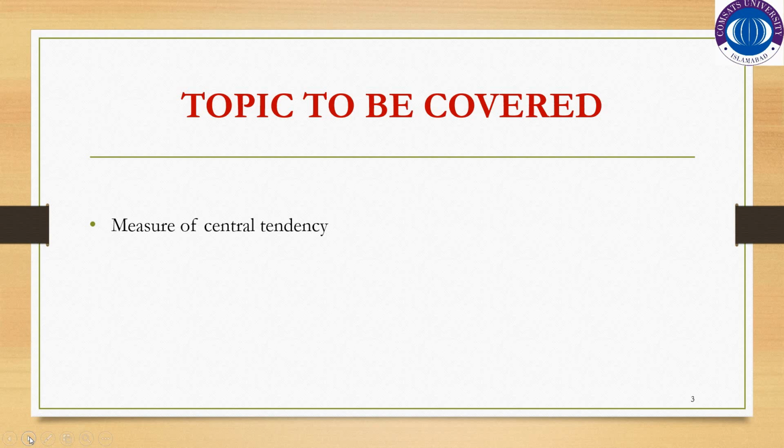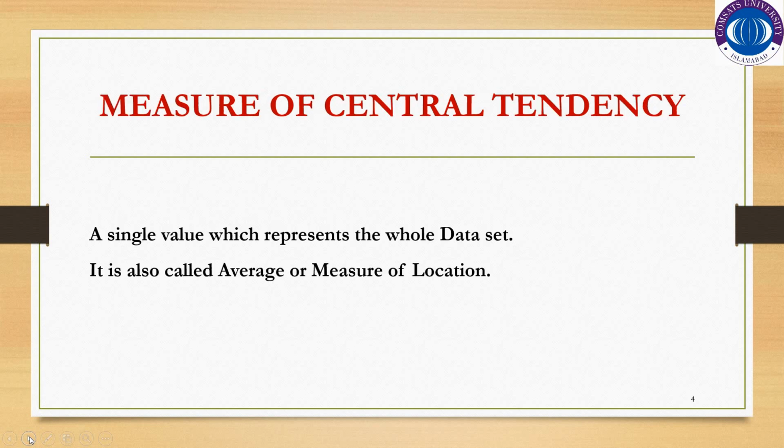As from the name, it is very clear that all the measures which represent the center of the data will be measures of central tendency or the central location. A single value which represents the whole data set is the measure of location, measure of central tendency or an average. Such measures which represent your whole data set are known as measure of locations or measure of central locations.